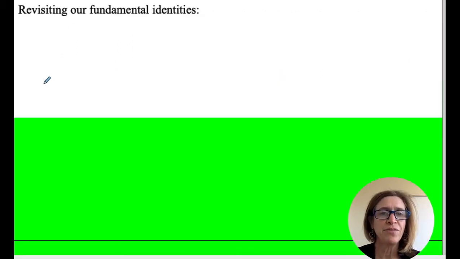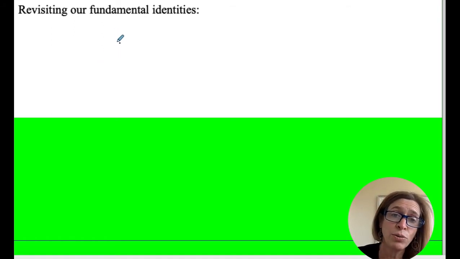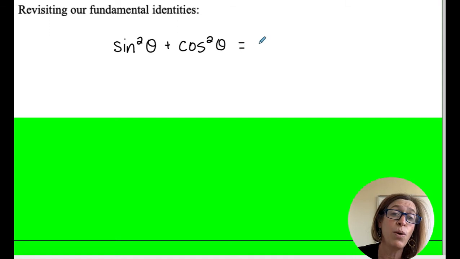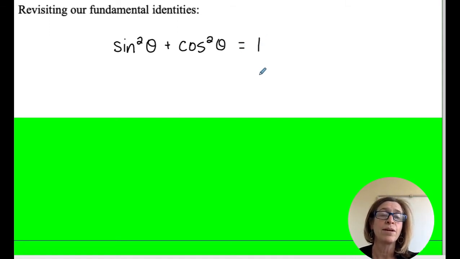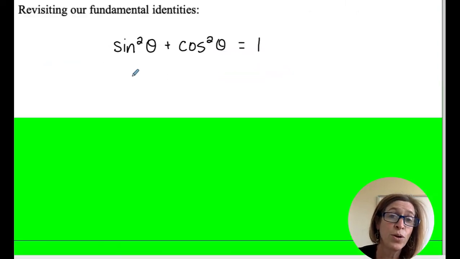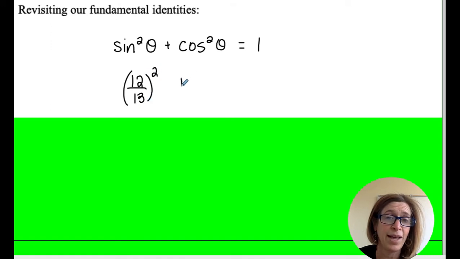All right, let's revisit one of the fundamental identities that we talked about a couple days ago. You guys actually investigated, and you found that when you found sine squared theta and added it to cosine squared theta, you always got the number 1. That's also something you could use. For example, in this case, when we found that sine theta was 12 over 13, we could plug 12 over 13 in for sine theta, square it, and solve for cosine squared theta. So that's something that we could do as well if we wanted to.